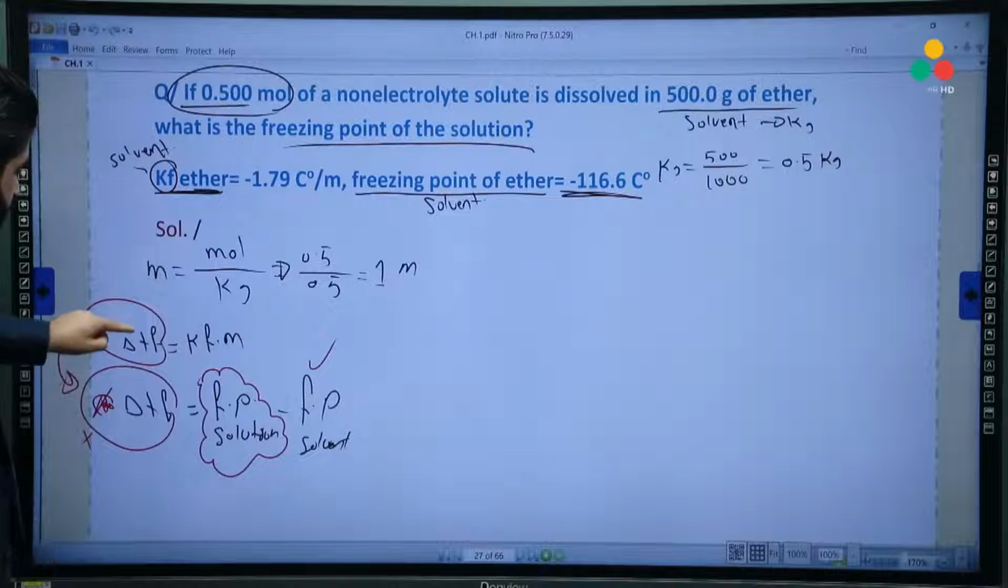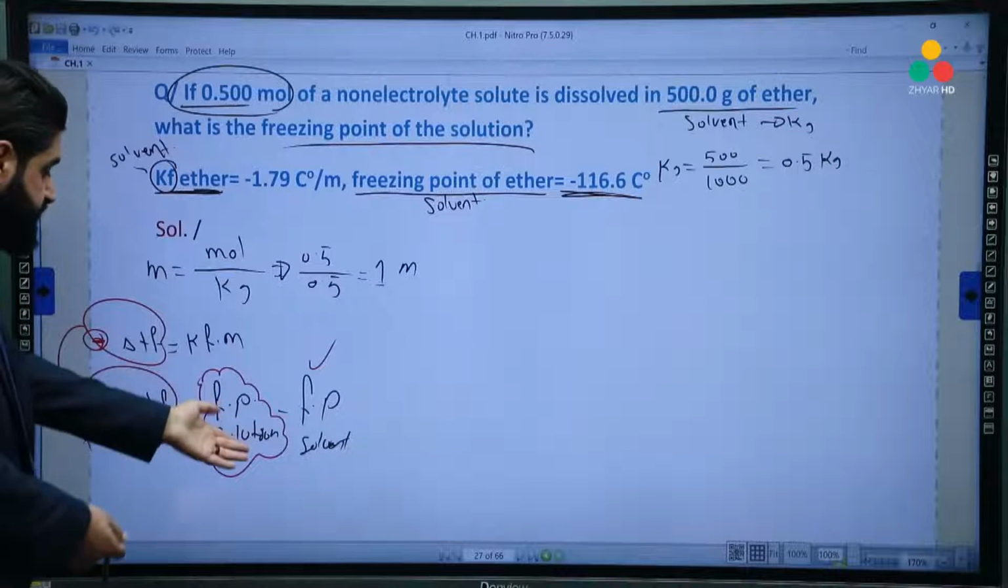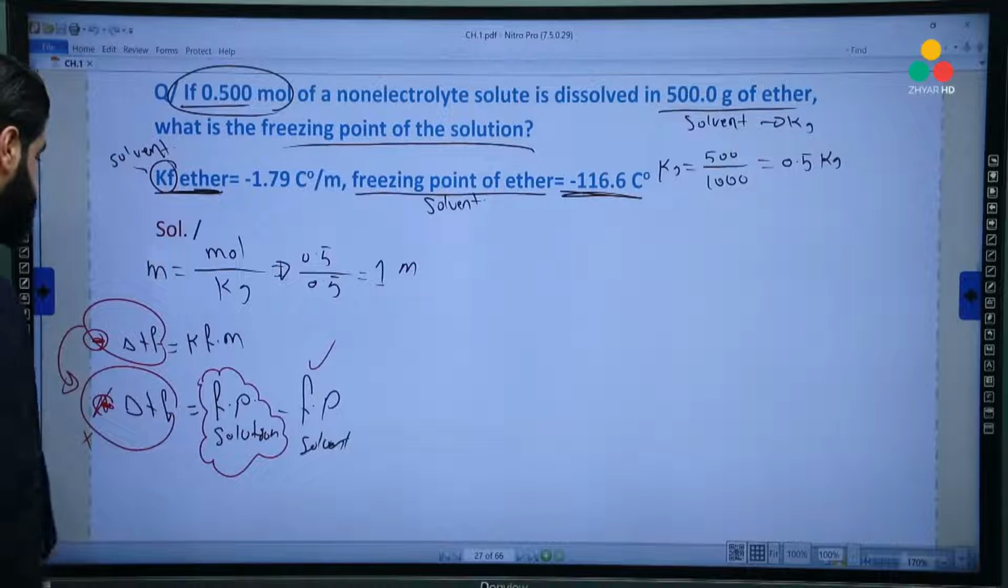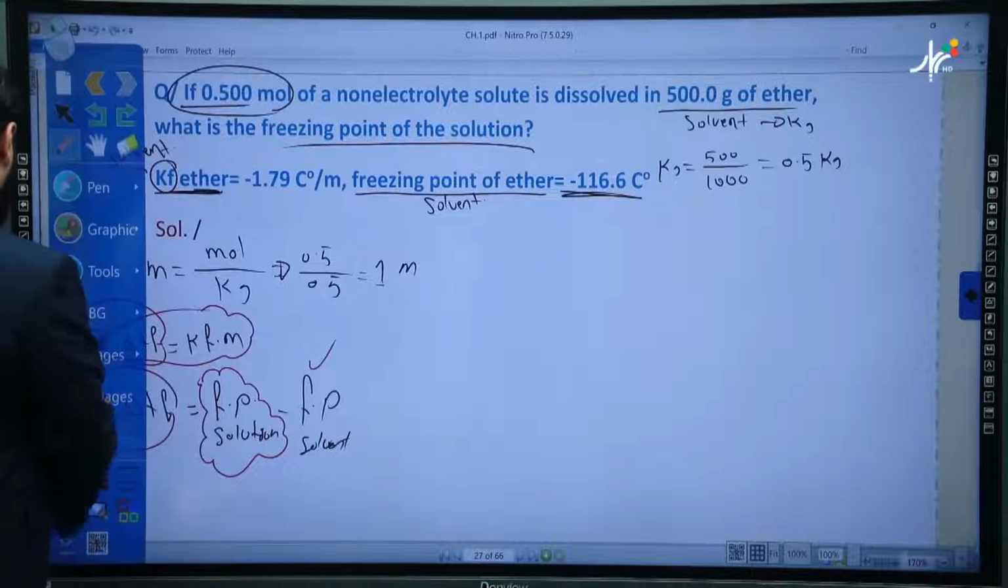Okay. So we have to get delta TF here. Substituting here, then we can run this equation to get the value of the freezing point of a solution. So we'll start with this one. Okay, let's start.